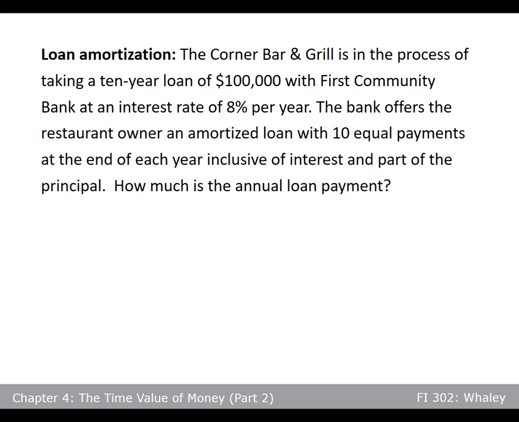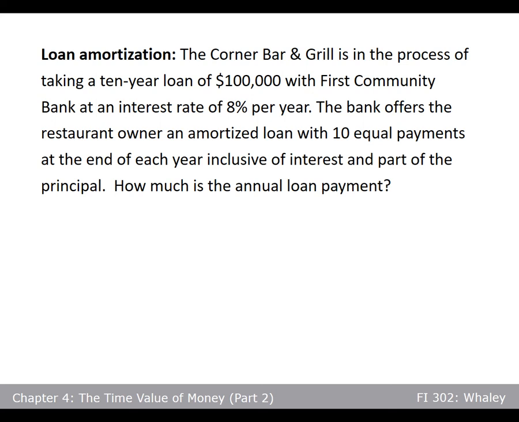The Corner Bar and Grill is in the process of taking a 10-year loan of $100,000 with First Community Bank at an interest rate of 8% per year. The bank offers the restaurant owner an amortized loan with 10 equal payments at the end of each year, inclusive of interest and part of principal. How much is the annual loan payment?